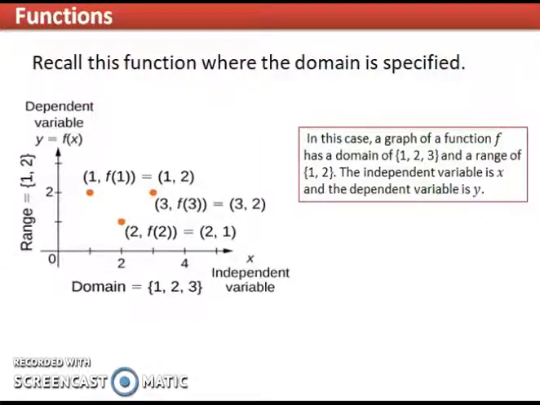We recall also this function where the domain is specified. In this case, the domain is specified as 1, 2, and 3, and the range is specified as 1 and 2. The independent variable is x and the dependent variable is y. The function is represented by these points.